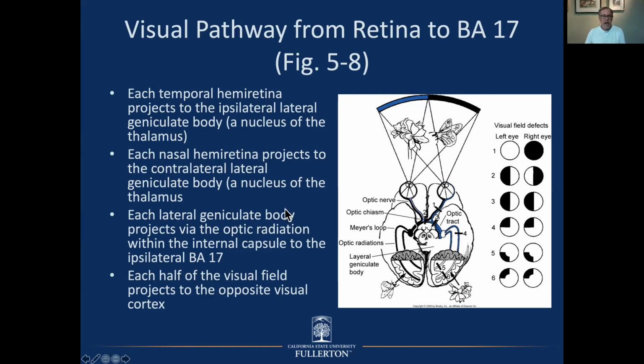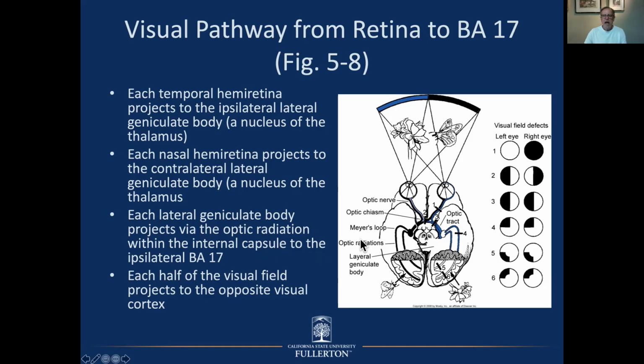So far, so good. Now each lateral geniculate body projects via the optic radiation within the internal capsule, by the way, there's that internal capsule again, back to the ipsilateral Brodmann's area 17. So what they're trying to show is that once the pathway reaches the thalamus, the second order neurons all project back to the ipsilateral Brodmann's area 17. And they do go through the internal capsule. Optic radiation is part of the internal capsule. Damage that involves the internal capsule is a particular kind of stroke, we'll see it often actually, and creates a very distinct pattern of deficits.